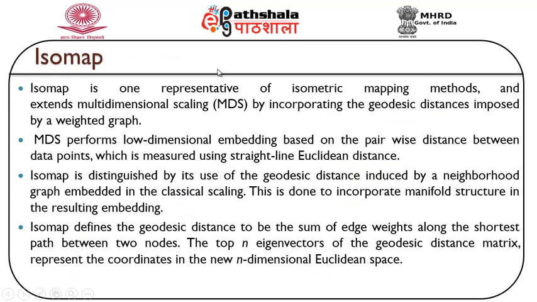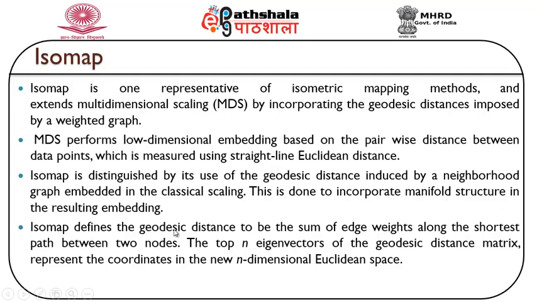Isomaps. Isomap is another technique and one representative of the isometric mapping methods. It extends the multidimensional scaling approach by incorporating geodesic distances, that is, the shortest path imposed by a weighted graph. MDS performs low dimensional embedding based on the pairwise distances between the data points, which are measured using straight line Euclidean distance, whereas Isomap is distinguished by its use of geodesic distance induced by a neighborhood graph embedded in the classical scaling. This is done to incorporate manifold structure in the resulting embedding.